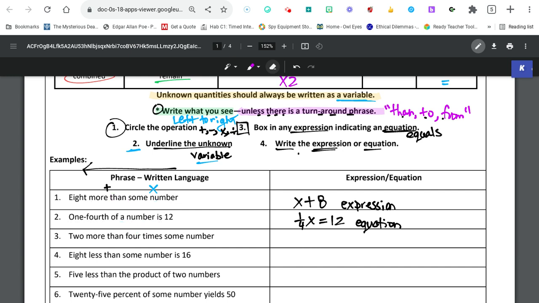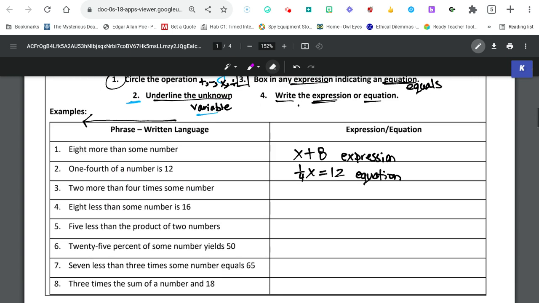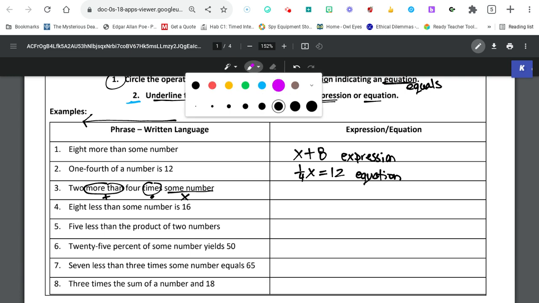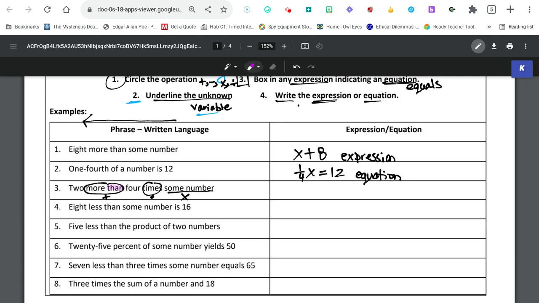Let me erase this. All right, number 3 says 2 more than 4 times some number. Okay, well, more than means plus, times means multiply. I'm going to use a little dot for multiplication. Okay, I have 2 operations, all right? And then some number, I don't know what it is. We'll put a variable x. Of course, I stick to x. Are there any turnaround phrases in it? Let's look for any turnaround phrases where there's than.